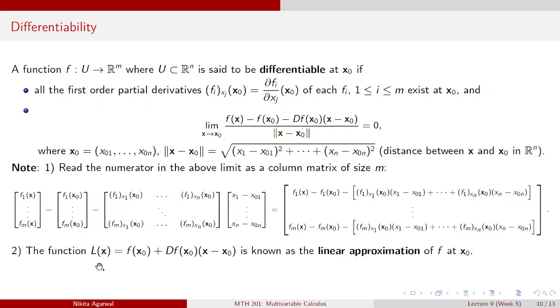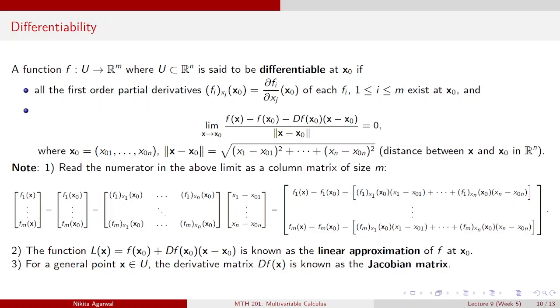Now the function L(x) equal to this term, right, which is f(x naught) plus df(x naught) times x minus x naught, is known as the linear approximation of f at x naught. So it's the same idea as before. For a general point x in U, the derivative matrix df(x), if it exists, if all the entries exist, is known as the Jacobian matrix. So instead of computing these at x naught, you leave it in terms of the variables x1 through xn. Okay, then it's known as the Jacobian matrix.